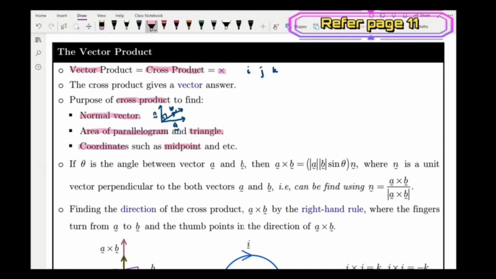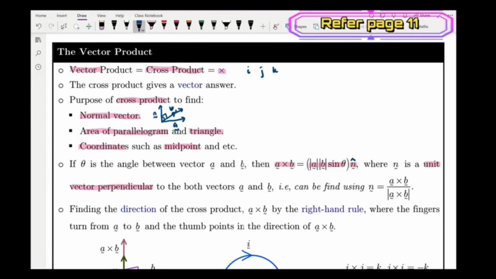If theta is angle between vector A and B, then A cross B is equal to magnitude A dot magnitude B multiply with sin theta and multiply with unit vector. Actually, this is a unit vector, okay? Unit vector that perpendicular to both vector A and B, or we call it as vector normal. Normal vector tadi.